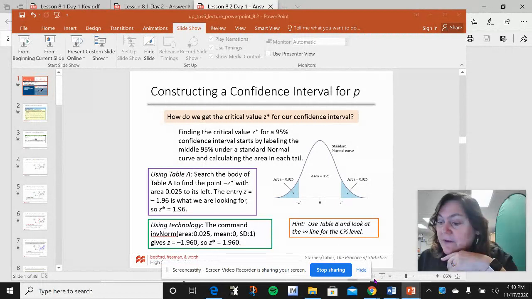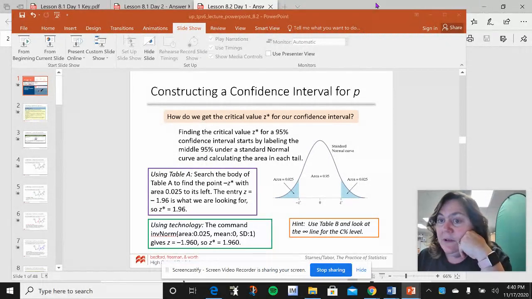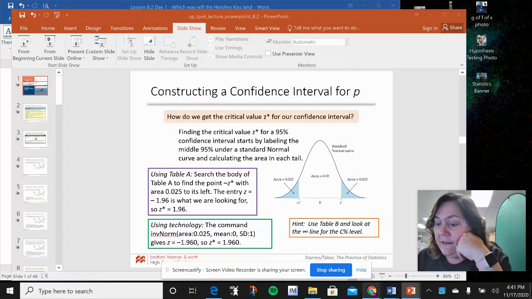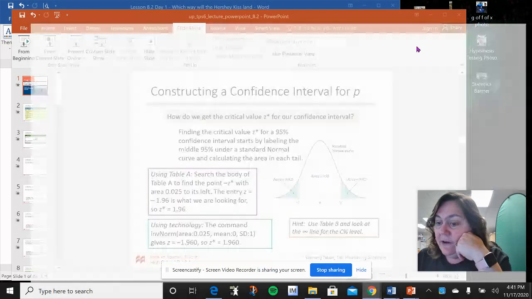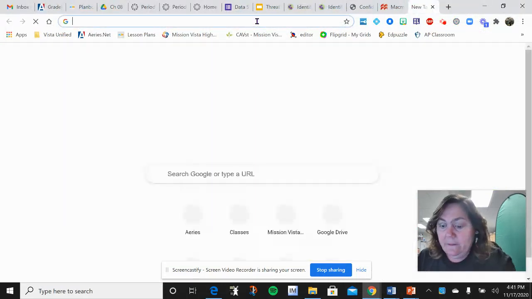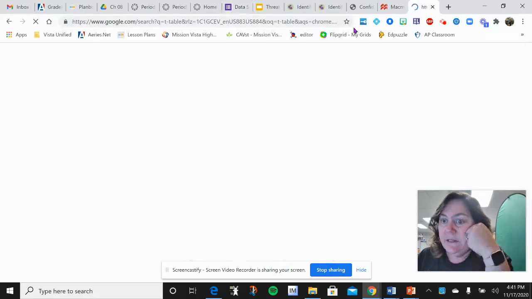I'm trying to figure out how to pause this and pull up a table B for you. I forgot to get one ready. This is not allowing me to pause. I either have to stop or... So I'm not going to stop it. I'm going to reduce this. Sorry, guys. Let me see if I can pull up the t-table real quickly. I apologize for not having that ready.